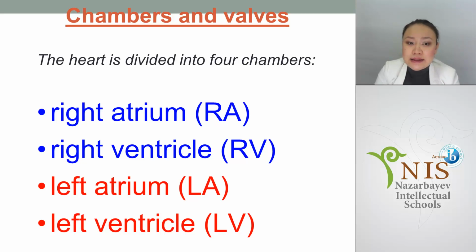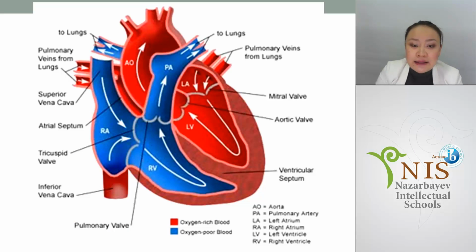Okay, now let's talk about chambers and valves. The heart is divided into 4 chambers, as we said. We have 2 atria and 2 ventricles: right atrium and left atrium, right ventricle and left ventricle. Look at this picture carefully. In this picture, you see atria and ventricles.